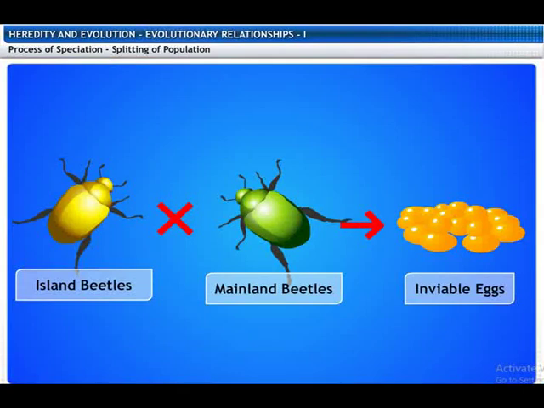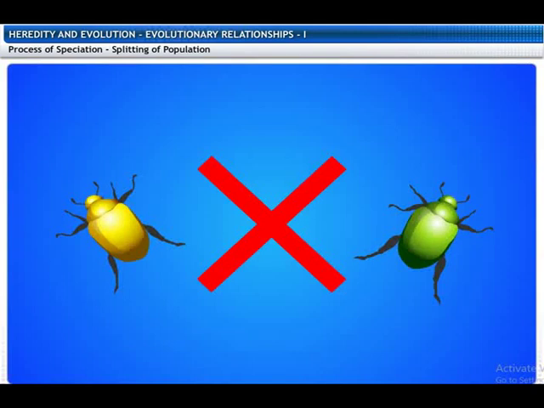The few that do mate with the mainland beetles produce inviable eggs because of the genetic differences between the two populations. The lineage has split now. Genes cannot flow between the populations anymore. This process is referred to as speciation.